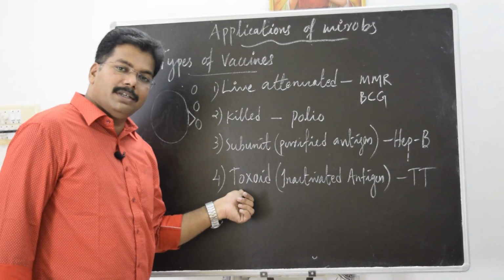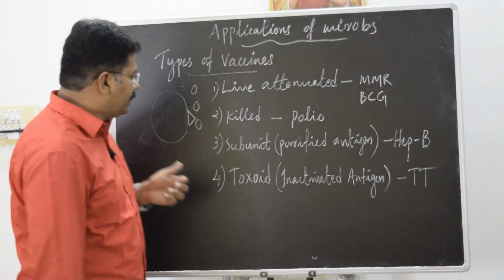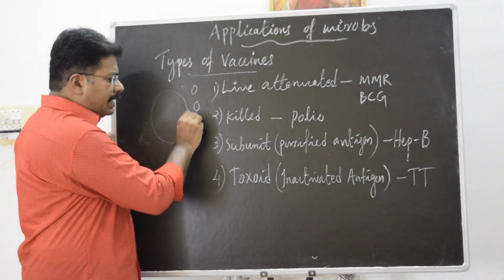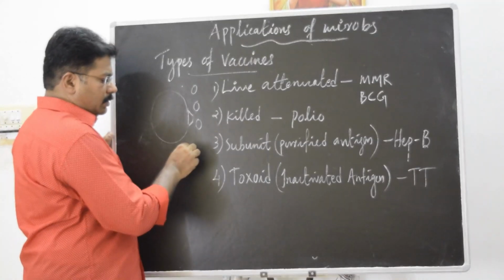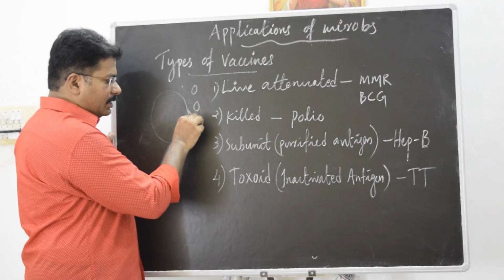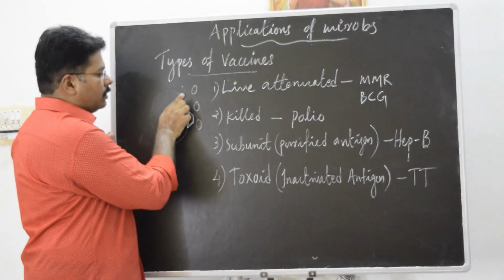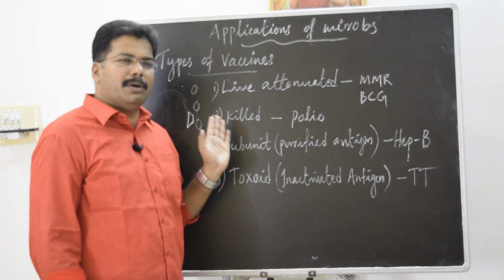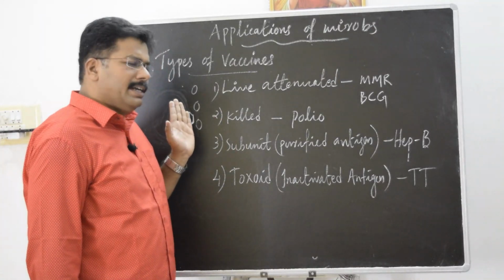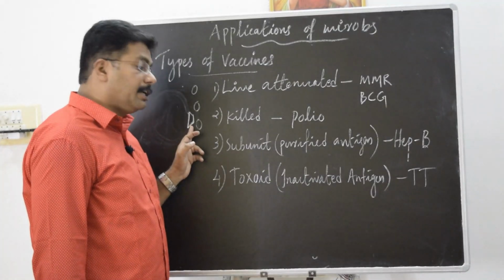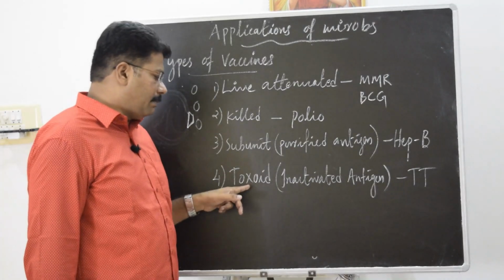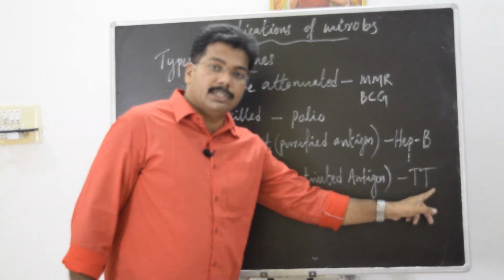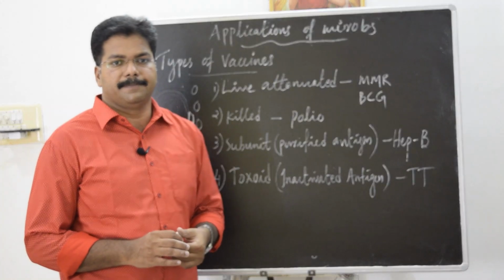The last one is toxoids. That means this antigen itself we will damage and then give it to that particular organism. So a damaged or very purified, inactivated antigenic part we will inject. Example, tetanus toxoid is an example for that.